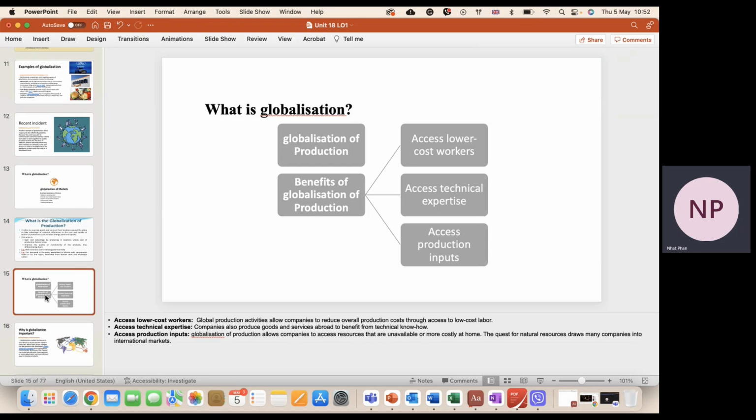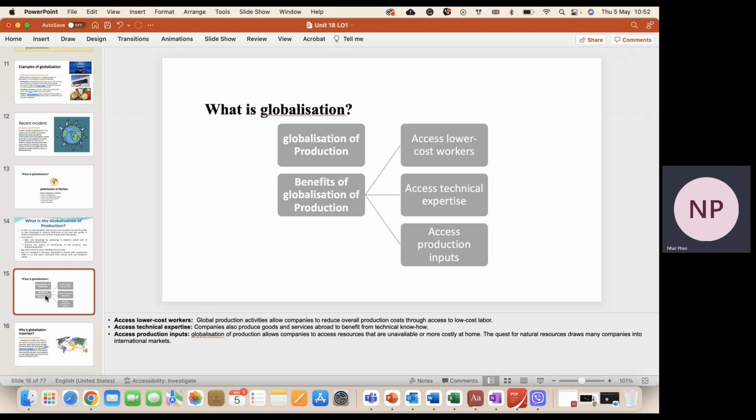Okay, so again, I summarize globalization. We have globalization of production, and the benefit of globalization for production is access to lower cost workers. You can think about the iPhone. Why does Apple choose China and other big countries for manufacturing the iPhone? Because they have big populations that satisfy the manufacturing process over there. Instead of employing people in America, by employing people in other countries, they can pay a cheaper price and also have qualified products.